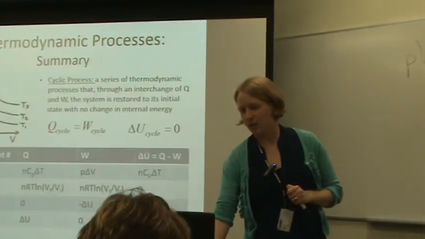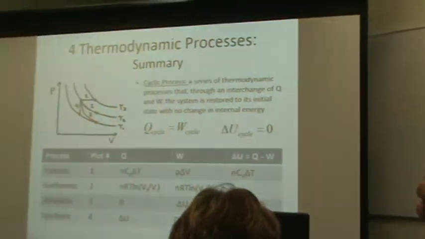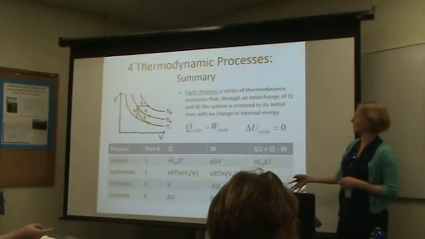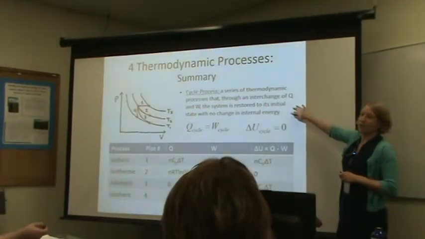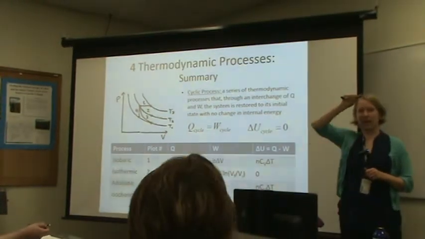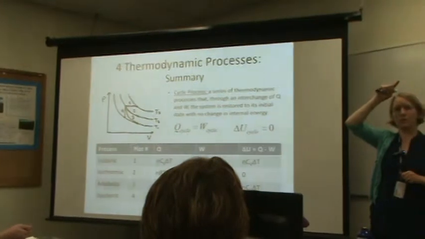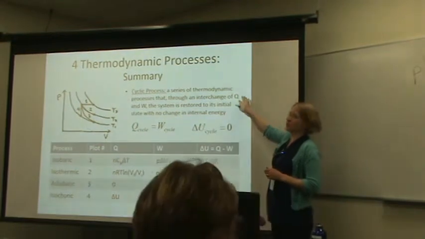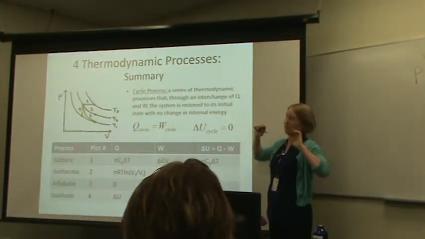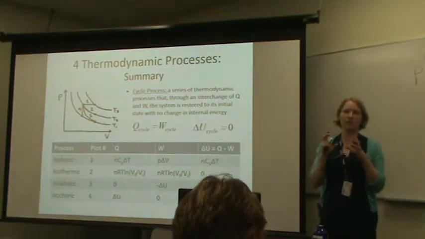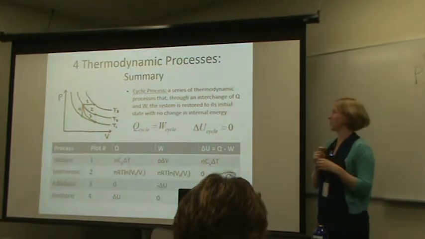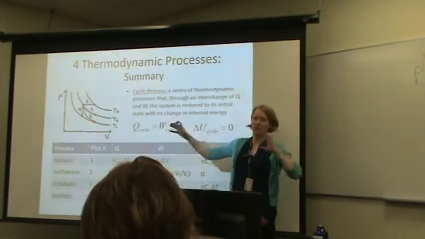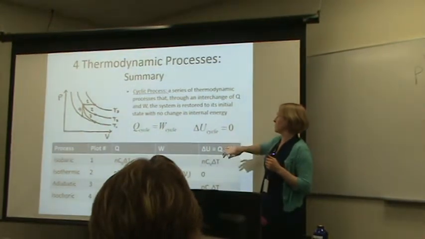And a nice summary of all four of these is on this slide. You've got all four cases, what the Q, W, and delta U is for all four of them. And then a reminder here for a cyclic process, that's the one where it takes you from one state around a loop and you come back to its original state. In that case, you're going to have some interchange of heat and work throughout that process, but the total internal energy of the system is going to remain 0 for the whole cycle. So heat for the cycle equals work for the cycle because they're trading each other off. And then delta U for the cycle is 0.